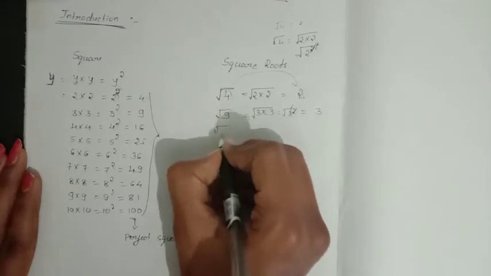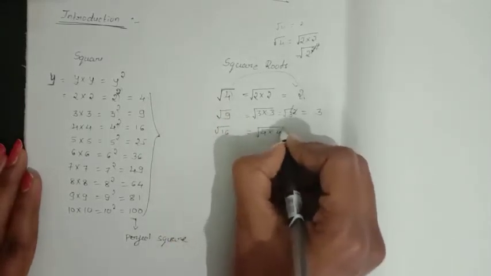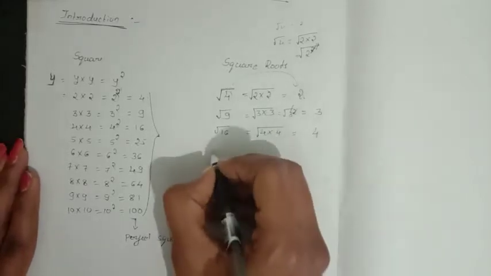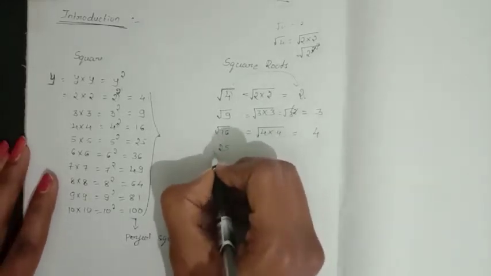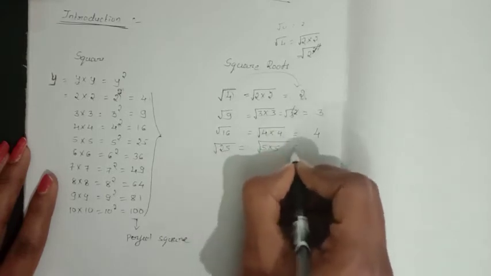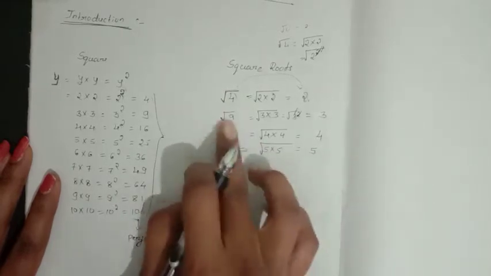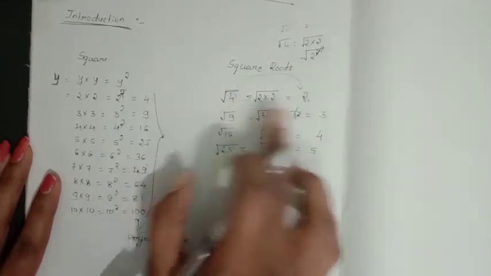Square root of 16 can be written as 4 into 4, 16, so it can be written as 4. Then square root of 25 can be written as 5 into 5, so it can be written as 5. Square root of 25 is 5, square root of 16 is 4, square root of 9 is 3.